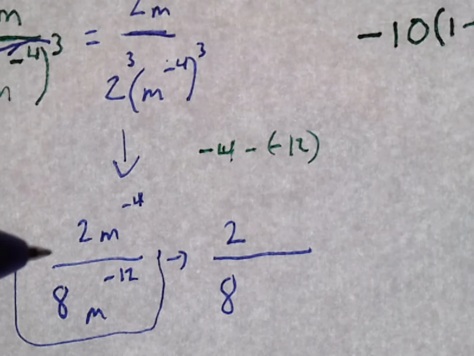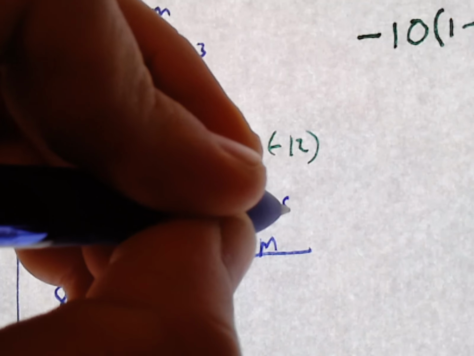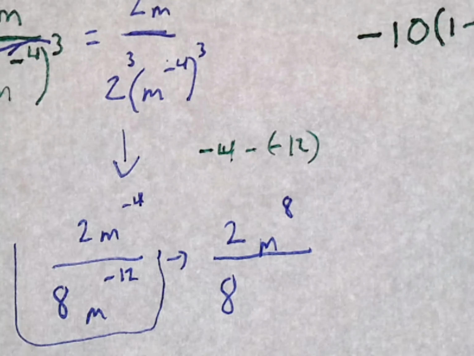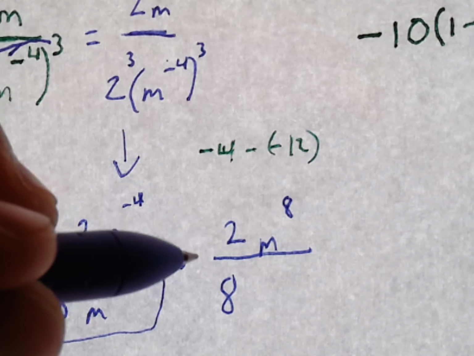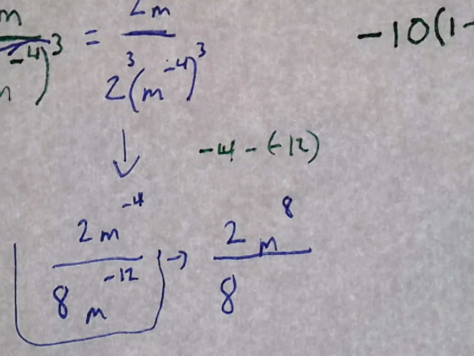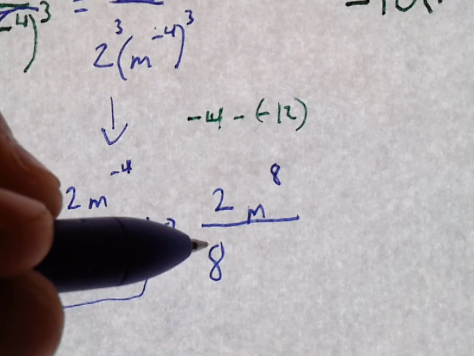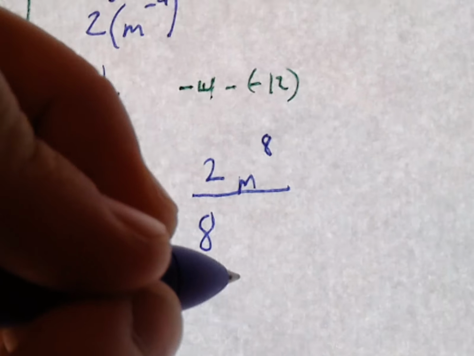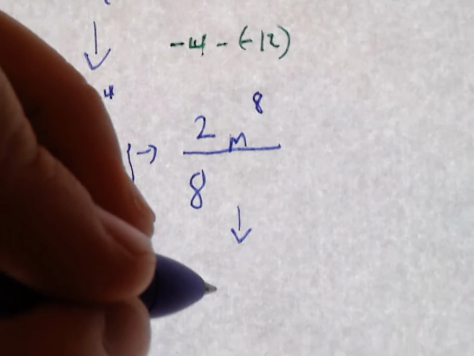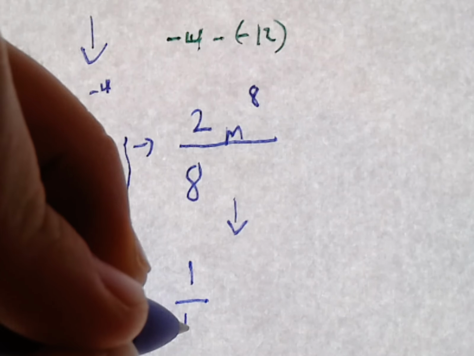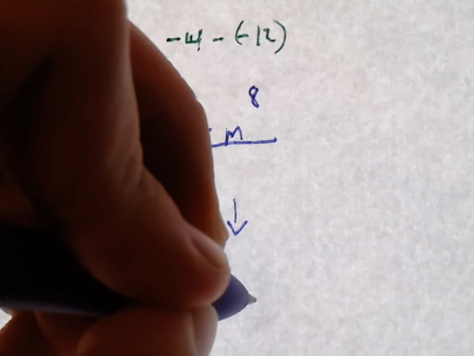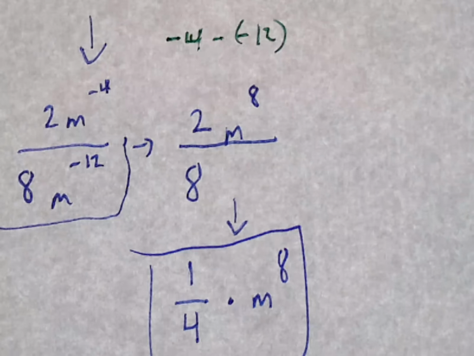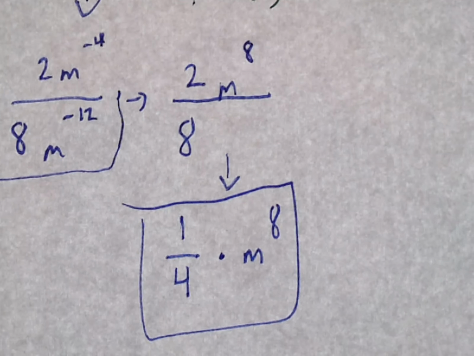So this becomes m to the 8th power, and it's going to be on top because it's not a negative exponent. And so I've got 2 over 8, m to the 8th, and I know I can rewrite 2 over 8. I can take the 2 out from this whole thing, and this becomes, as my final answer, 1 over 4, and then that's times m to the 8th. And that should be my final answer there for this little exponent review.